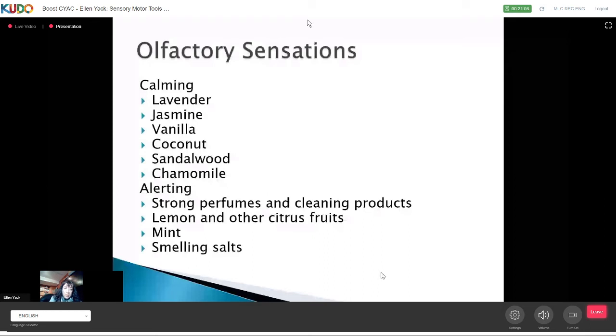Olfactory input can be really intense, as we talked about last week, in terms of going directly to the limbic system. So you really have to be cautious with the use of smells. Smells, as we talked about last time, can trigger traumatic events. If you are using smells, often essential oils are better. They have a longer lasting effect than just alcohol-based perfumes.